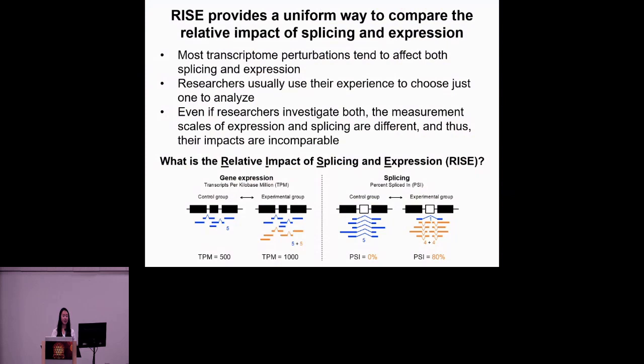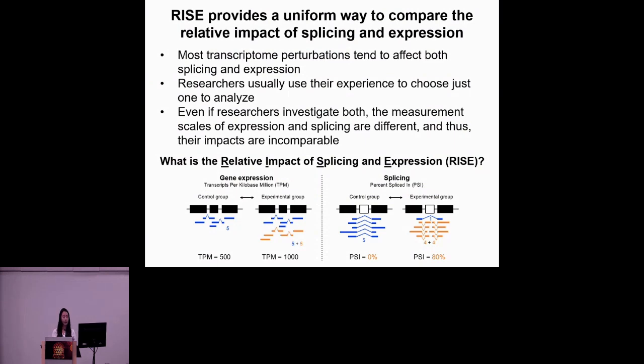RNA sequencing studies have been widely used to quantify expression and splicing changes in transcriptomes. Although biological consequences usually arise from both expression and splicing, researchers usually use their impression to choose one to analyze, potentially overlooking significant impacts of the other. Even if researchers try to analyze both, the measurement scales of expression and splicing are totally different, and as a result are incomparable.